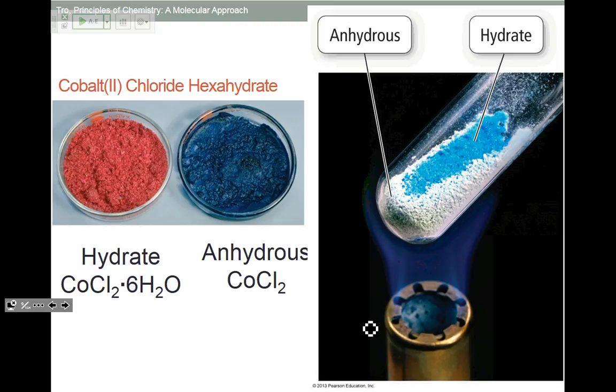Here's another example. I'm not sure exactly which one this is, but this one, bless you, is white when it's dry and blue when it's attached to water. So we use a lot of those in the lab.